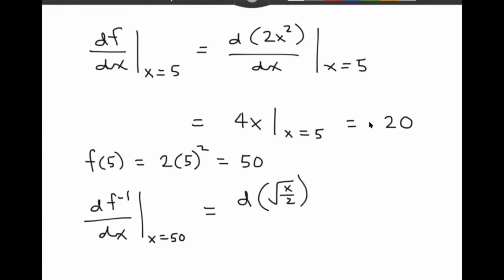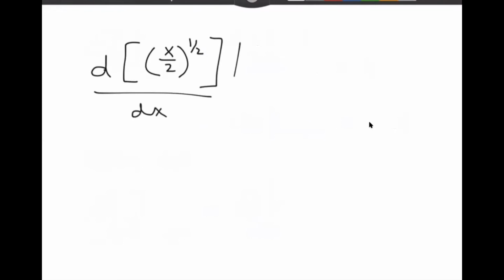So now I'm just thinking about what is the best way. Well, we're in Calc 2, right? Let's use the chain rule. Okay, so let me go over to the next page. I'm going to rewrite that function as x over 2 to the power 1/2. And we're differentiating that function at x equals 50.